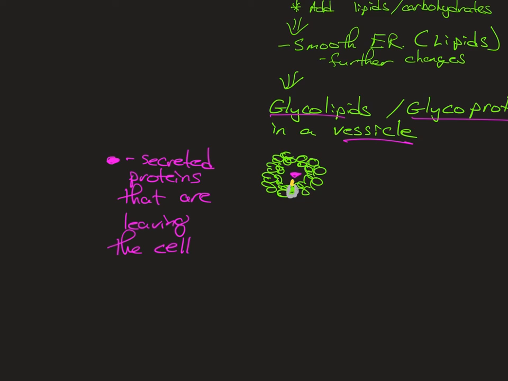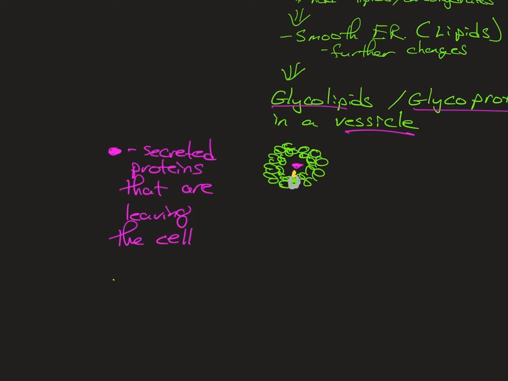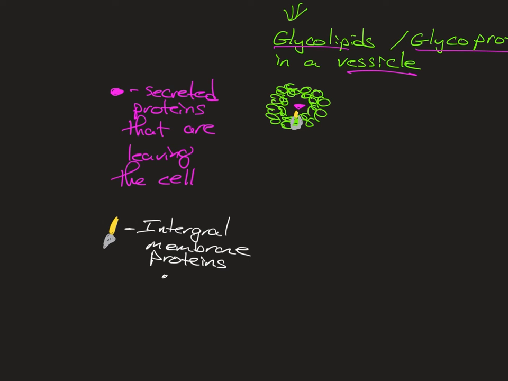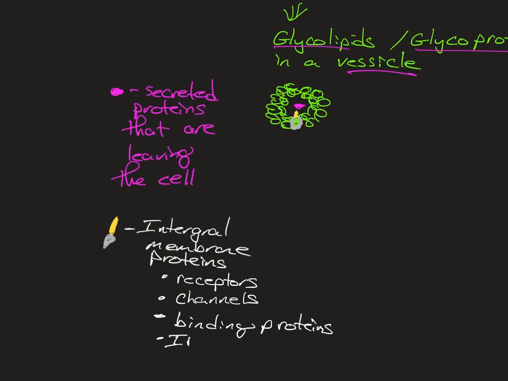So what you see is that you get this protein that's stuck in the membrane of the vesicle. These are going to be integral membrane proteins. When they get to the outer membrane, the cell membrane, what are they going to be? They're going to be receptors. They're going to be channels. What else? They're going to be binding proteins. They're going to be ID proteins, right? Cell-cell recognition, communications, that kind of thing.